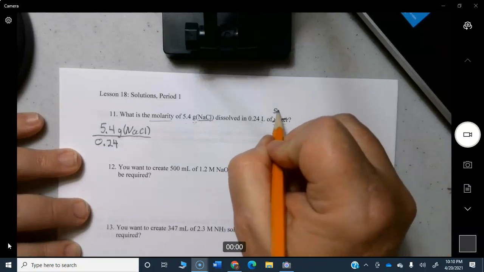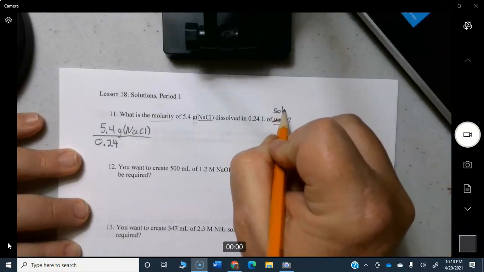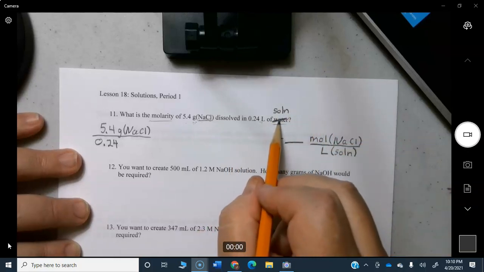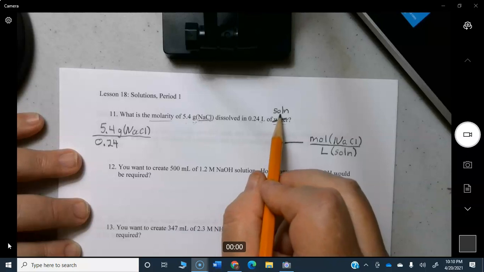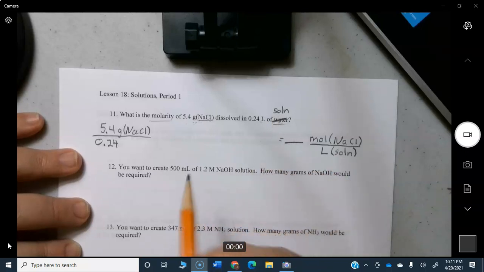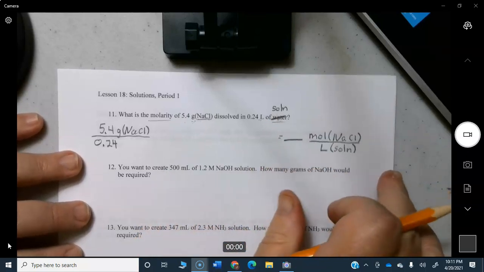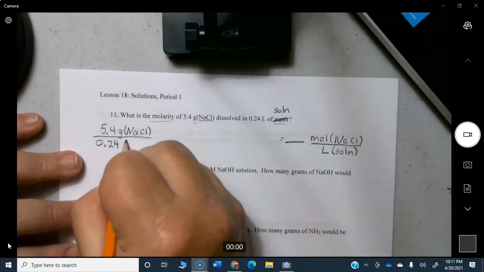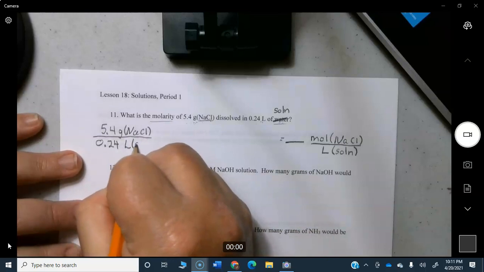Because if it's not solution, then it doesn't work. It's not of the solvent. That's the solvent. The solution, it's those two mixed together. So that's one of the reasons it's good to watch these videos, because I'll correct mistakes like that. Okay, so it's liters of solution.